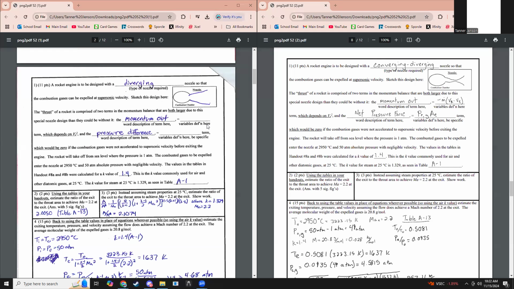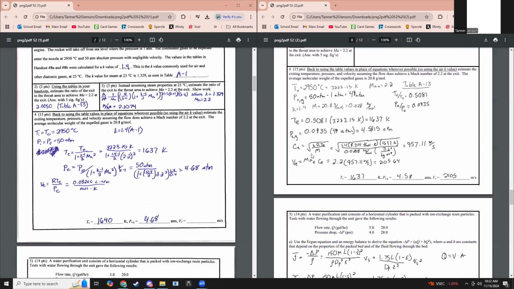And so my K value of 1.4 still stands because I found it in table A-1. But other than that, the only difference in this problem was that I had made the wrong assumption with my nozzle, and then I also defined my variables in my corrections.